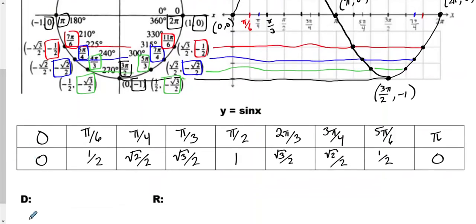So what we can also do is talk about the domain and range of this curve. So our domain, if you'll recall, is the set of all x values.